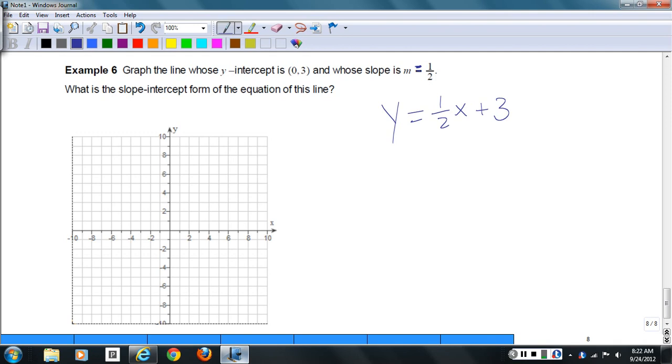So we plot the point that's given. Looking at this, the y-intercept is 3. And we could find another point just by going 1 up and 2 to the right.